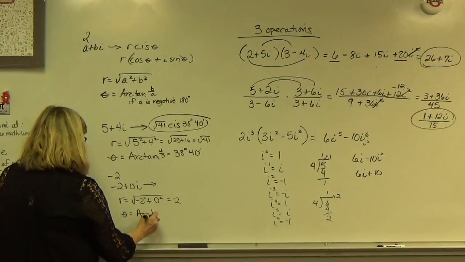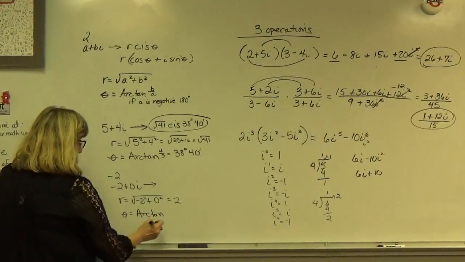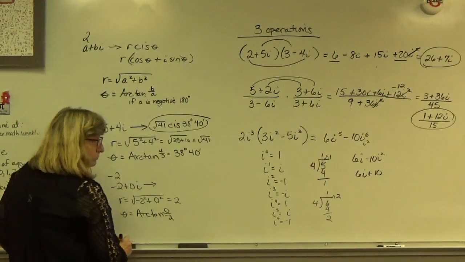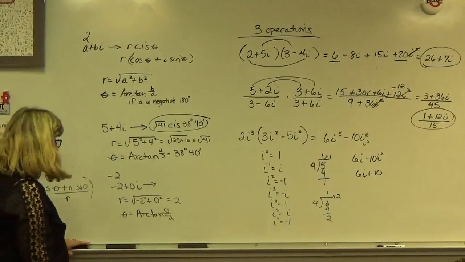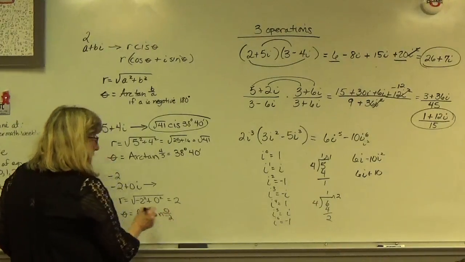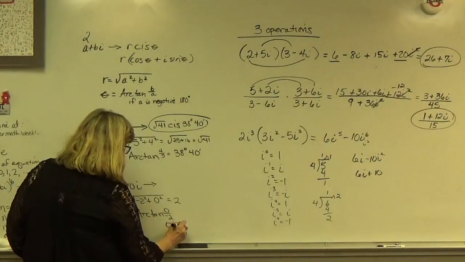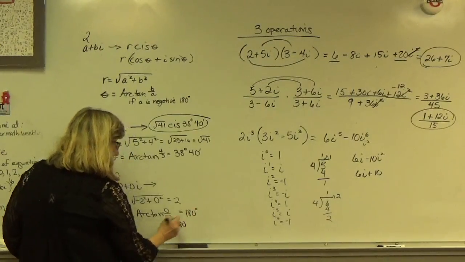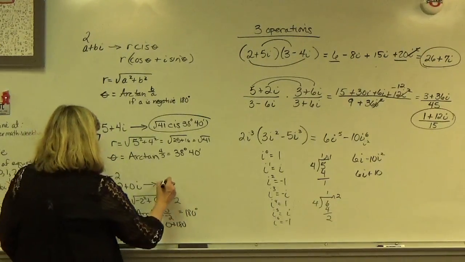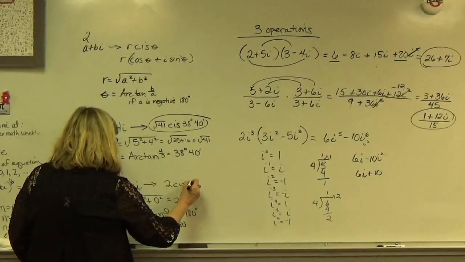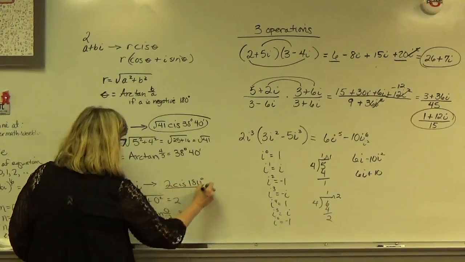Okay, so what's theta gonna be, Richard? It's gonna be the arctangent of 0 over -2. Make sure that the negatives, we need to add 180. And is 0 divided by 2, 0? So that's 0. So plus 180 ends up being 180, is that right? So that's 2 cis 180.